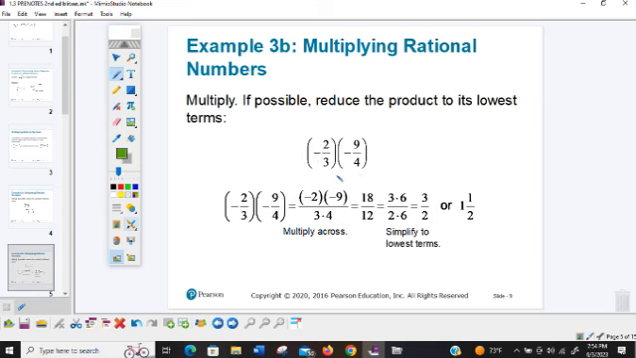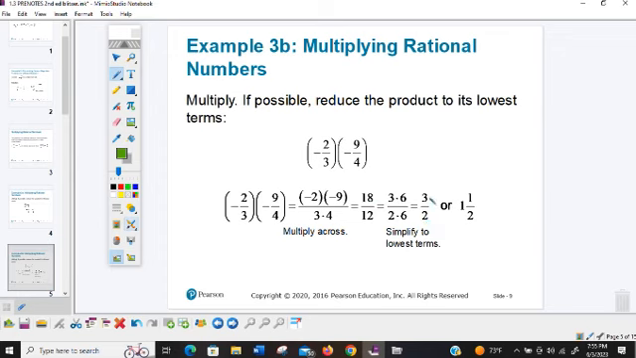On this one, we have negative 2/3 times negative 9/4. This is another way of writing multiply here. Okay, negative times negative makes it positive. 2 times 9 is 18. 3 times 4 is 12. Now, if you look at this, this will reduce. The largest number that goes into both of them is 6. 18 divided by 6 is 3, and 12 divided by 6 is 2. So in lowest terms, this would be 3/2.